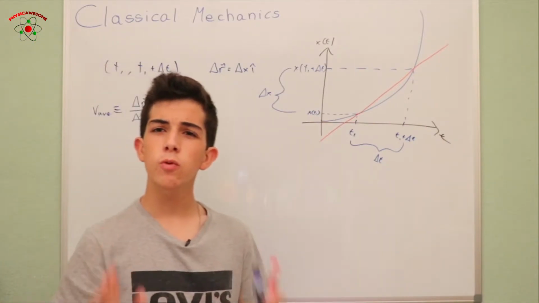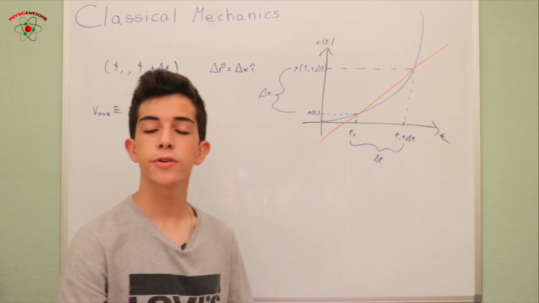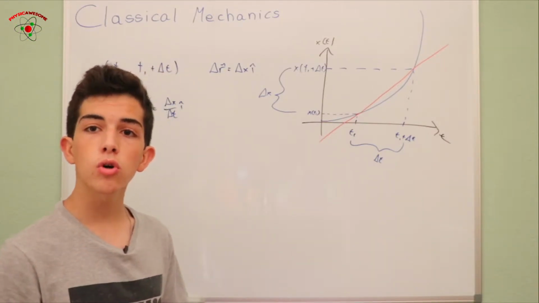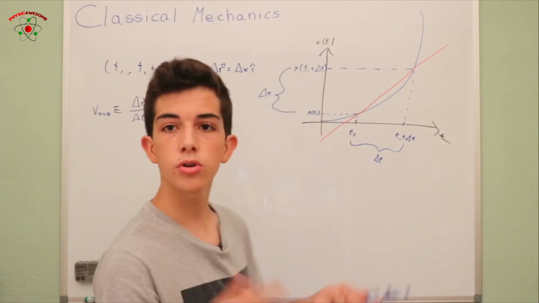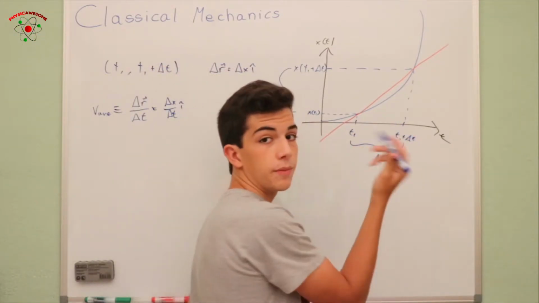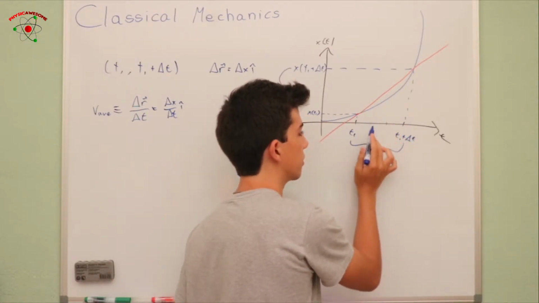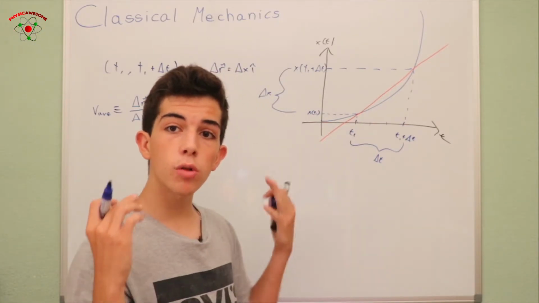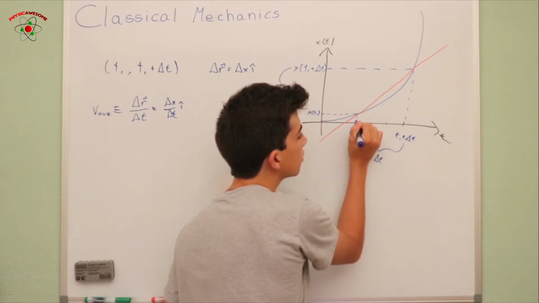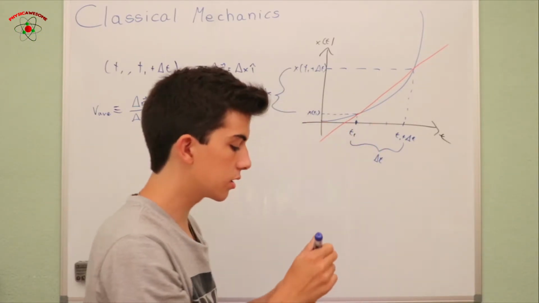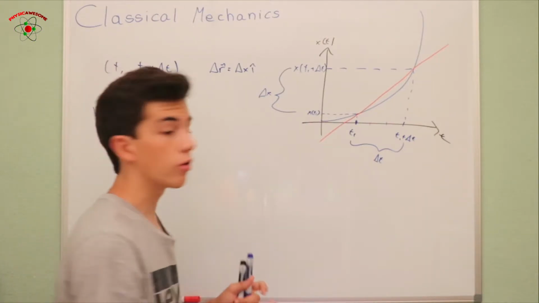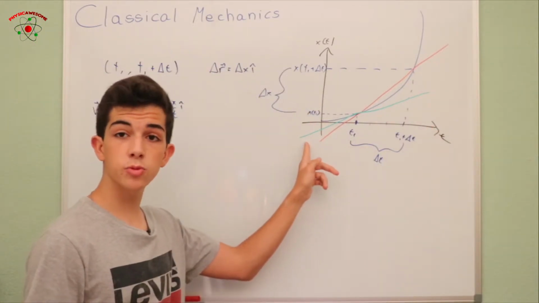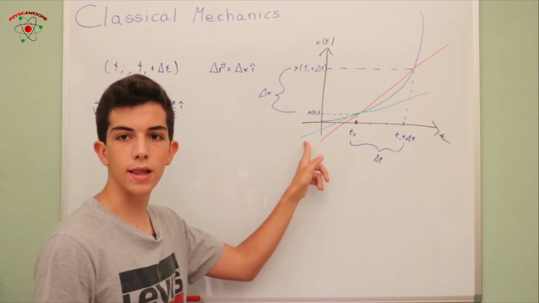Okay, but what if we want to know not the velocity over a long period of time, but the velocity at one specific point in time? To do so, we'll need to take smaller and smaller delta t's. We'll take smaller time intervals, over here, then over here, over here. And in the limit where delta t is almost 0, and we're taking 2 points almost at the same position as t1, we'll have this other line. Let's draw it in green over here. And instantaneous velocity would be the slope of the green line.